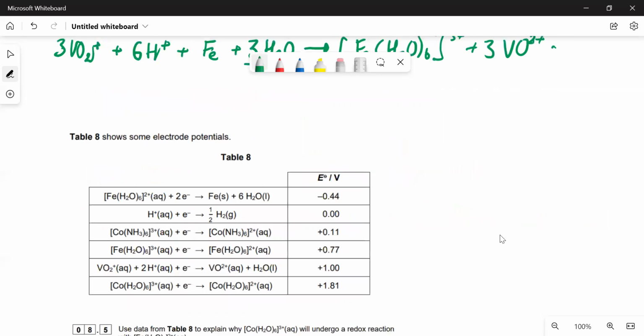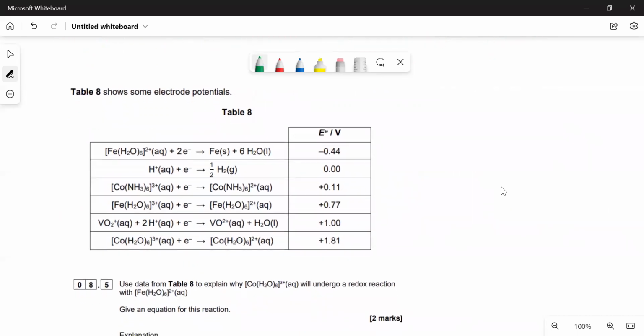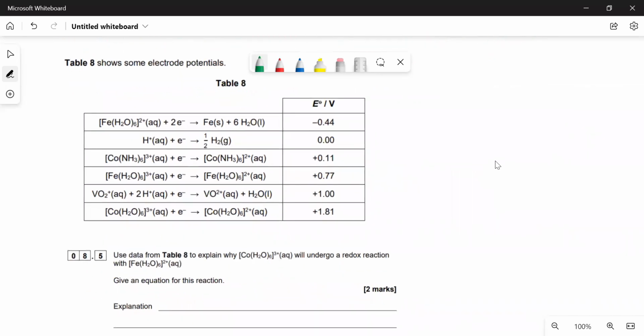Okay, so I've just copied the table again for this part of the question. Use the data from the table to explain why the cobalt 3 plus ion will undergo a redox reaction with the Fe2 plus ion. Well, let's look at the 2 equations that we need. The aqua complex cobalt there, and we need to find one with the Fe2 plus ion. So that one there.